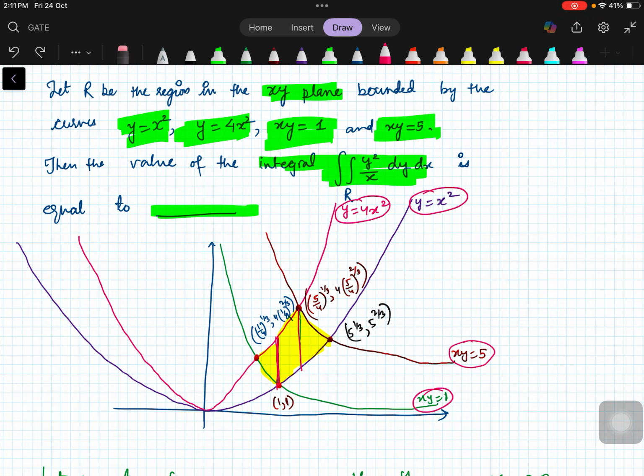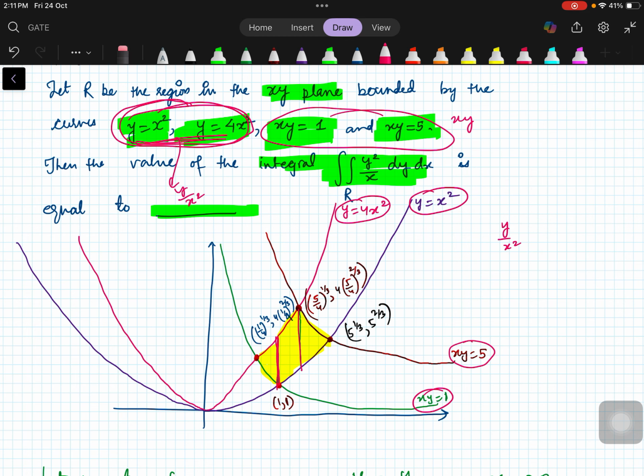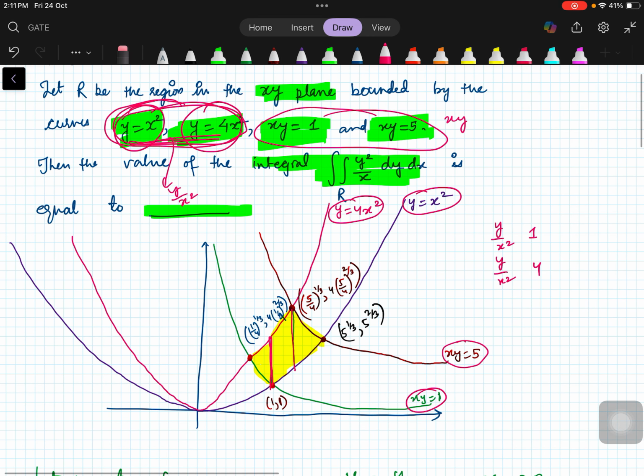The answer is yes. You can look at the curves. These two curves are basically of the form y upon x square equals something, and these two curves are of the form xy equals something. Here y upon x square is 1 for this curve and y upon x square is 4 for this curve, and similarly xy equals 1 to xy equals 5. So what we can do is a transformation. That is what I have done. It is your choice what way you want to proceed.